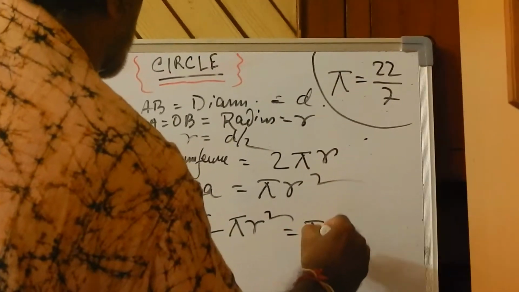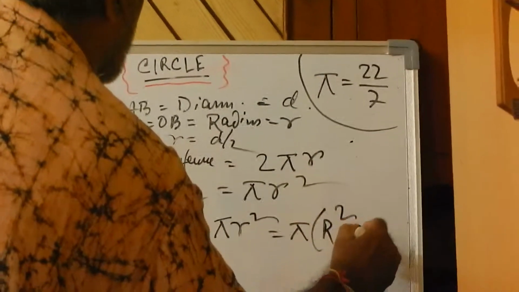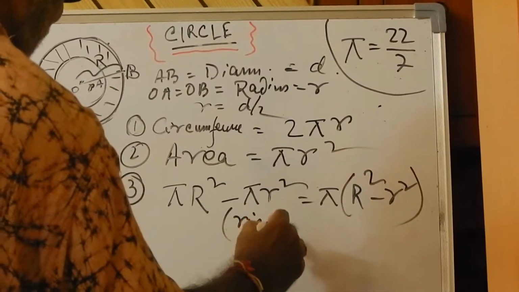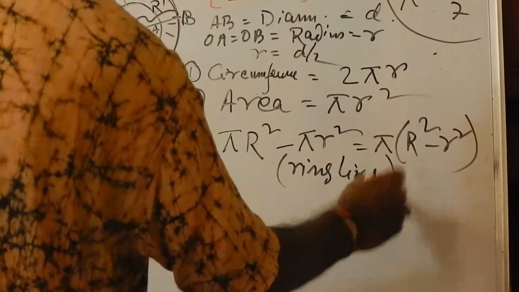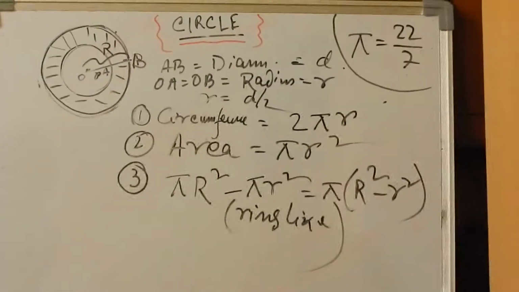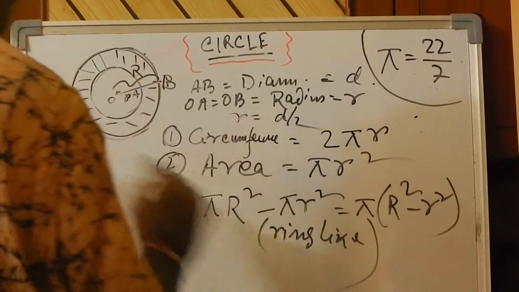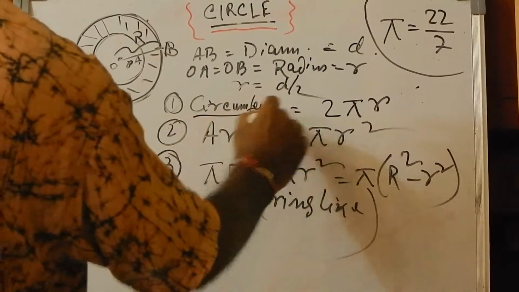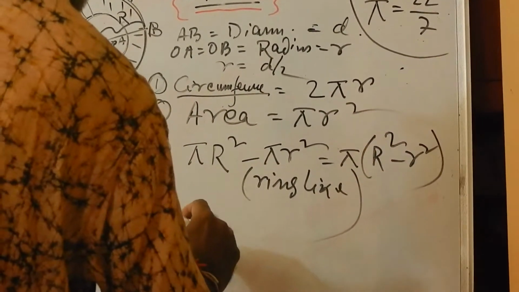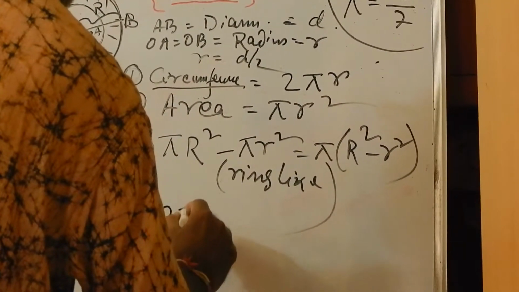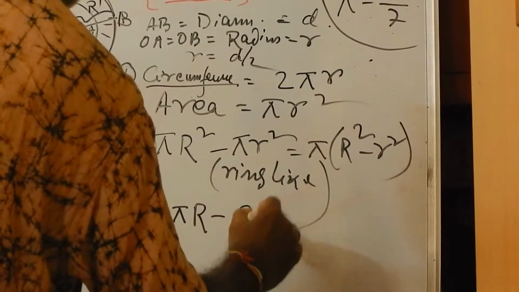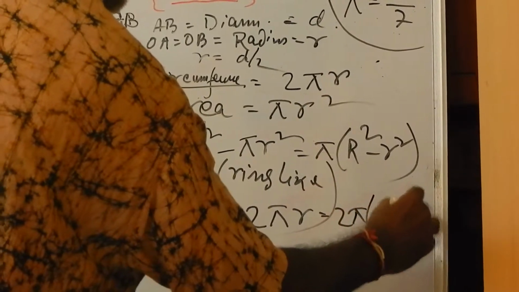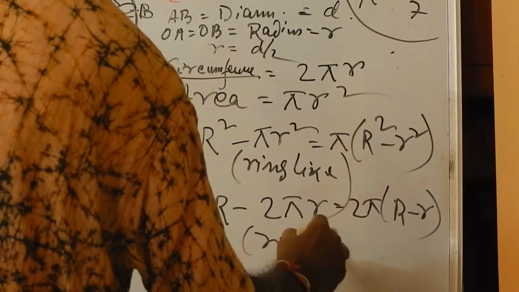So this is the ring-like structure, pi R square minus pi r square. This happens in case of areas. Similarly, in case of circumference also, the bigger one is 2 pi R minus the smaller one is 2 pi r, 2 pi into R minus r. This is also ring-like structure. So that's all about the formulas.